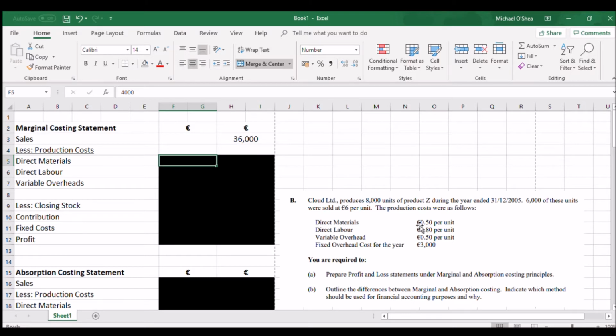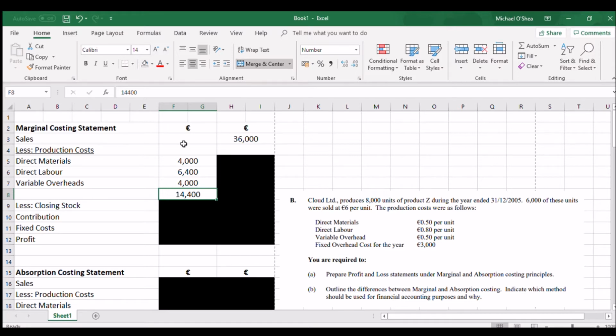Direct materials is 50 cent per unit that we produce. So I'm going to produce 8,000 and I produce them at 50 cent per unit. So 4,000 is going to be my direct materials. Again, I'm producing 8,000 units. I'm charging my labor at 80 cent per unit. So 80 cent multiplied by 8,000 is going to give me 6,400 for direct labor. I'm just multiplying these by the production amount, because these are all involved with producing. Variable overheads are 0.5 again, like direct materials, that's 4,000. If I add those up, it gives me 14,400.